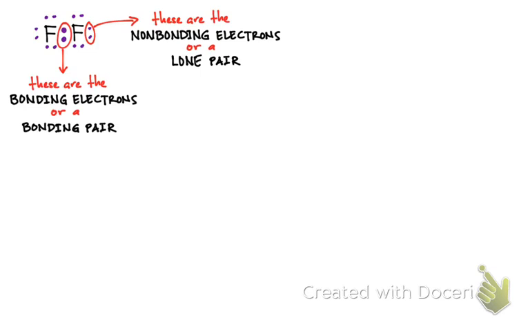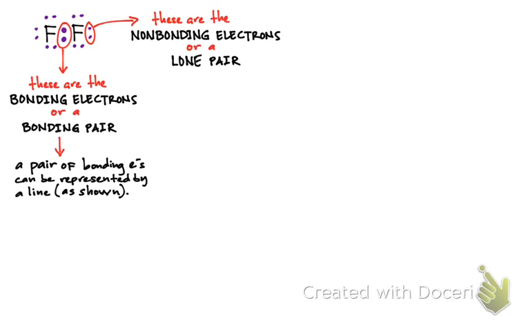These 2 electrons that are being shared by the 2 fluorine atoms are called bonding electrons, also known as a bonding pair. All of the other electrons are called non-bonding pairs, or a lone pair. A bonding pair can also be represented by a line, a single line, connecting the 2 atoms. A single bonding pair is known as a single bond.